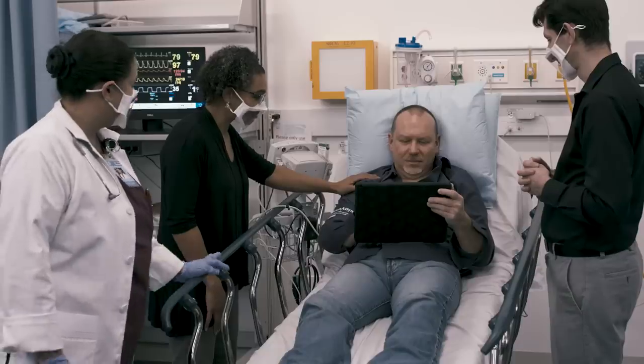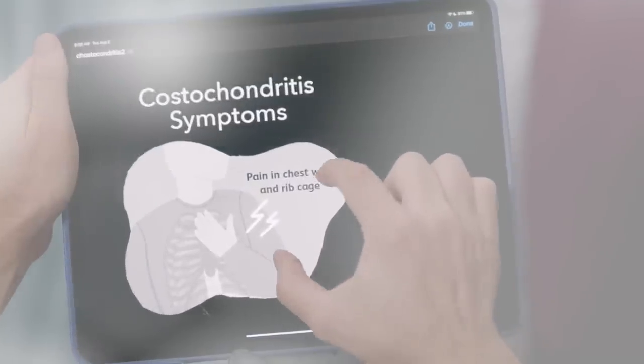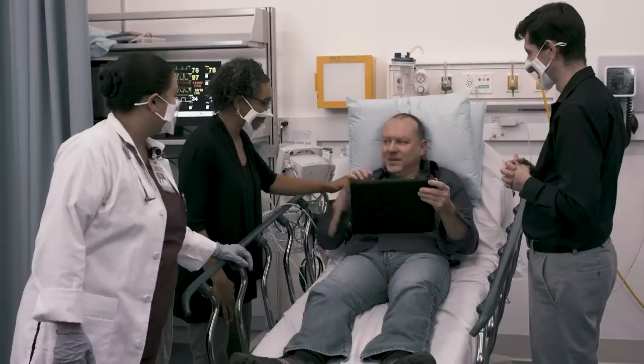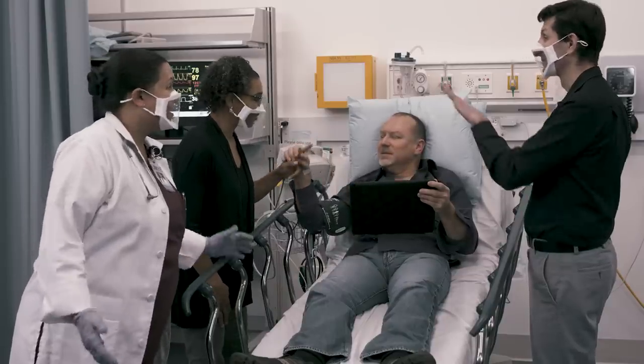Use visual aids and tangible models to further support understanding as needed. See, it's not a heart attack.